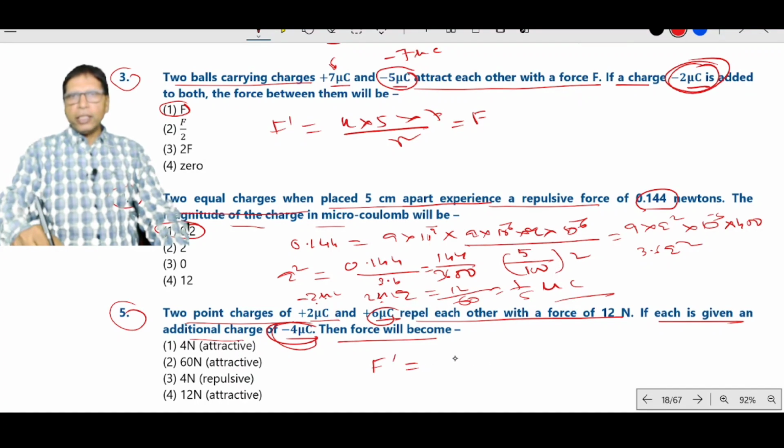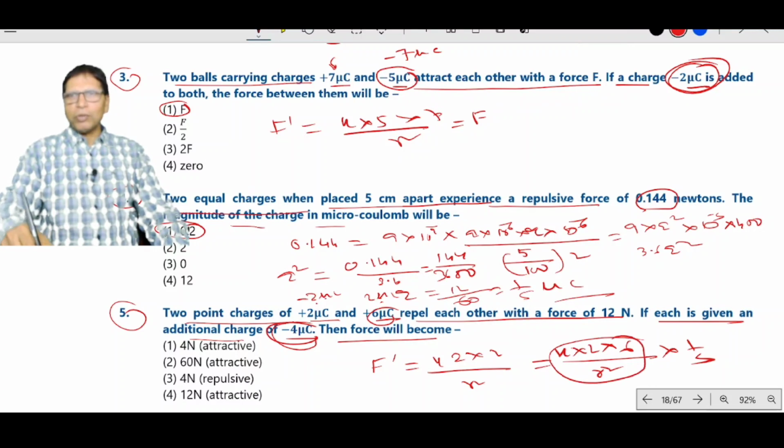So look at this. This is 2 into K by R square. Now this is K into 2 into 6 by R square into 1 by 3. Look at this, this is the 12 Newton. So this is 12 by 3, so this is 4 Newton. So this is the 4 Newton attractive force acting between the two charges.